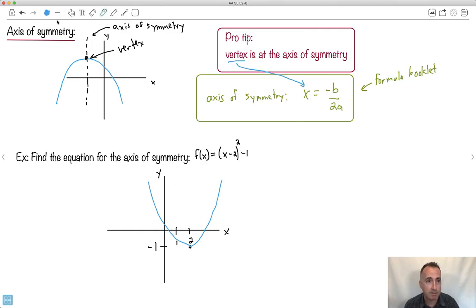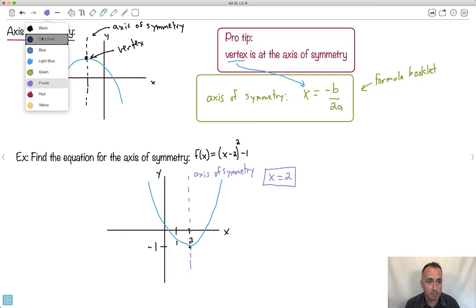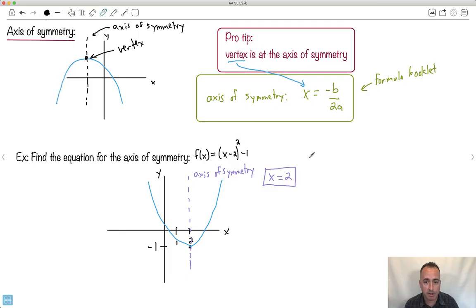But if I want the axis of symmetry, all I need to know is, what's this? Well, the axis of symmetry is related to the vertex, remember? So if I know the vertex, then I know the axis of symmetry is x equals 2. That was one way to have done it. Now, I could have done it mathematically by actually opening it up. I'll just show you a few ways you could have done it.